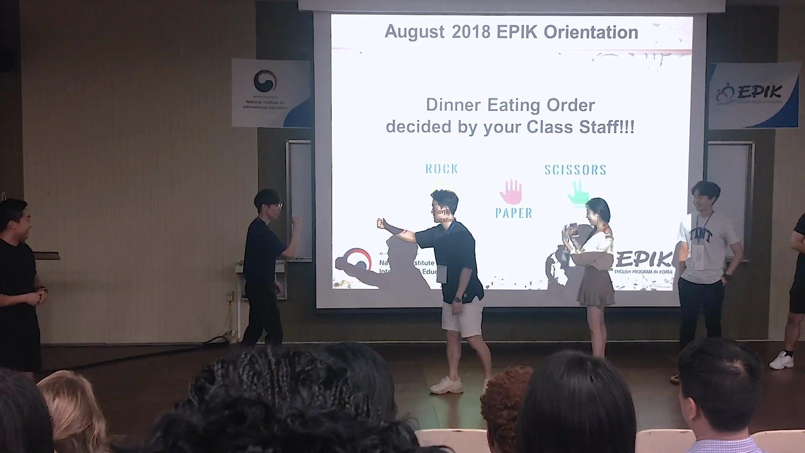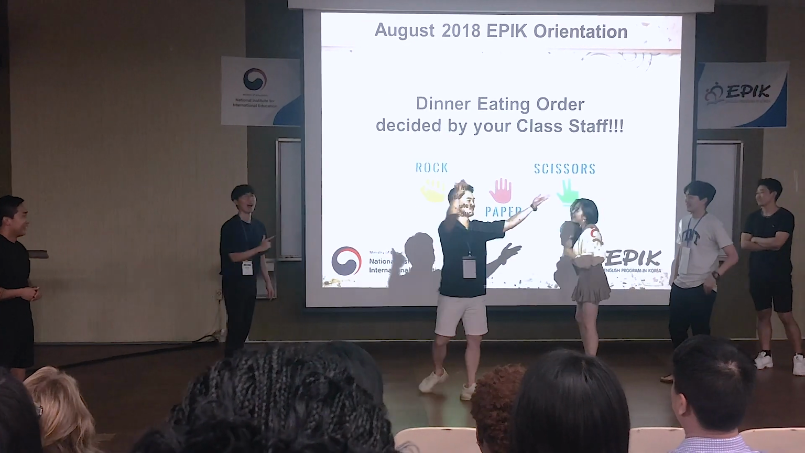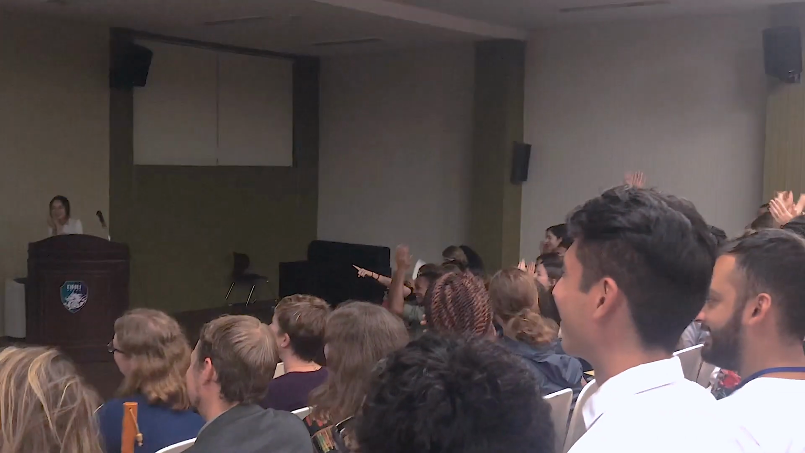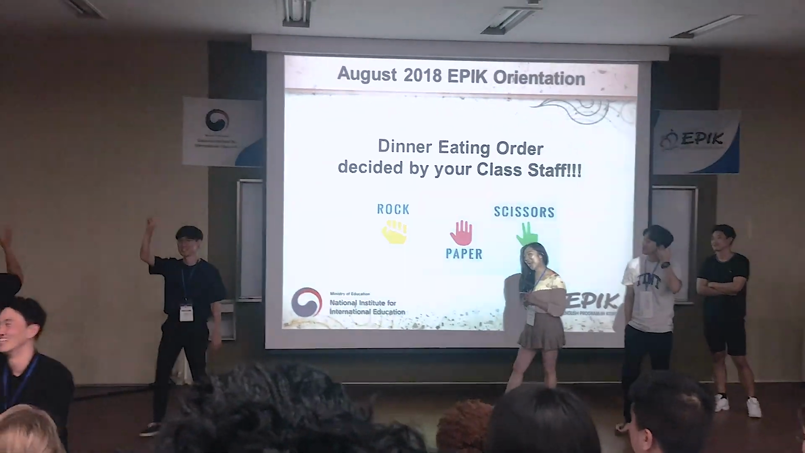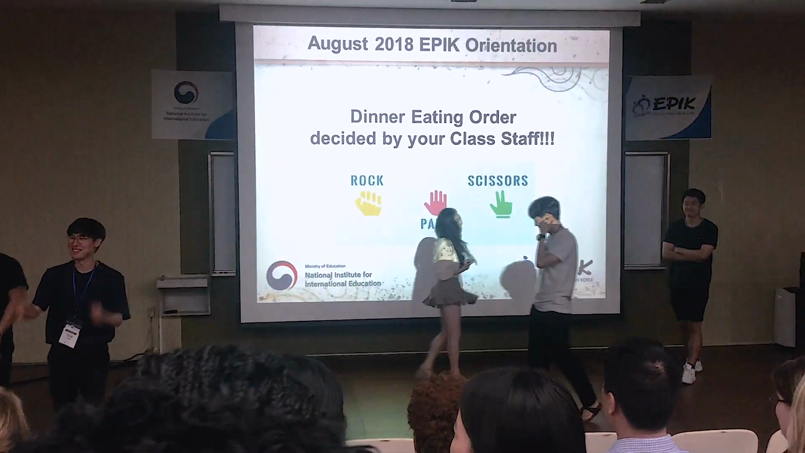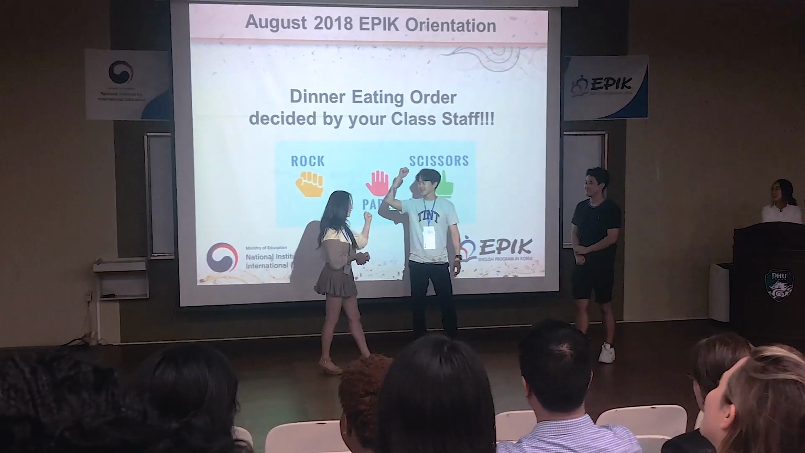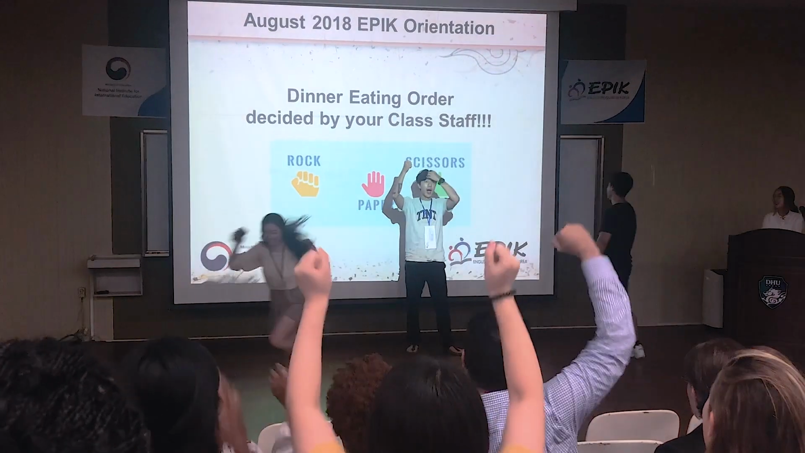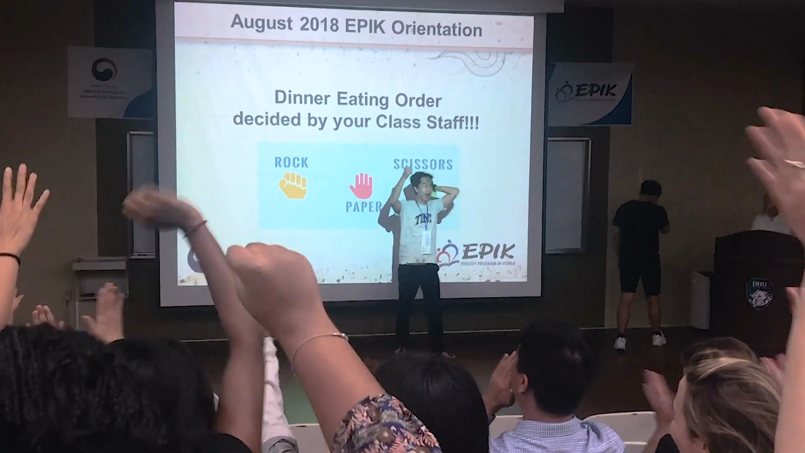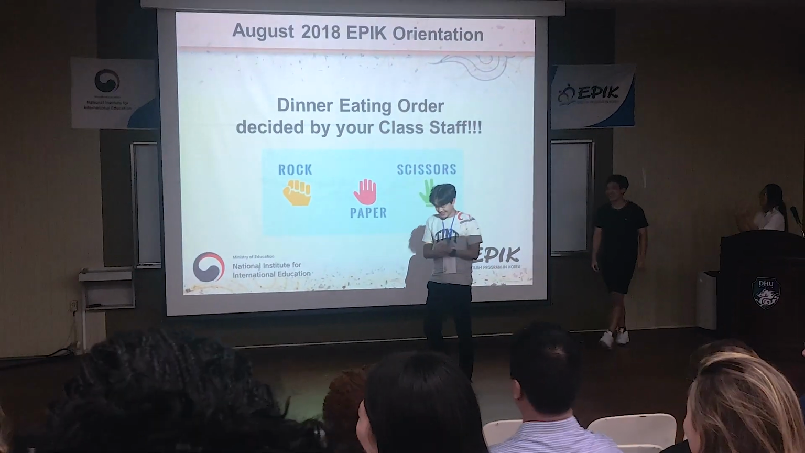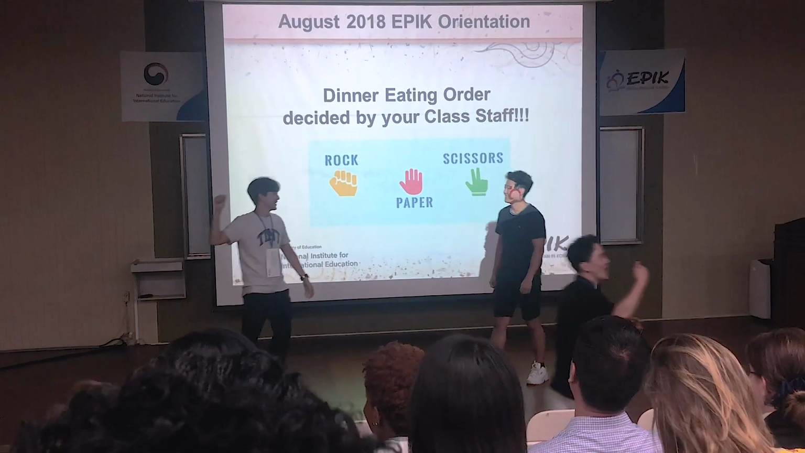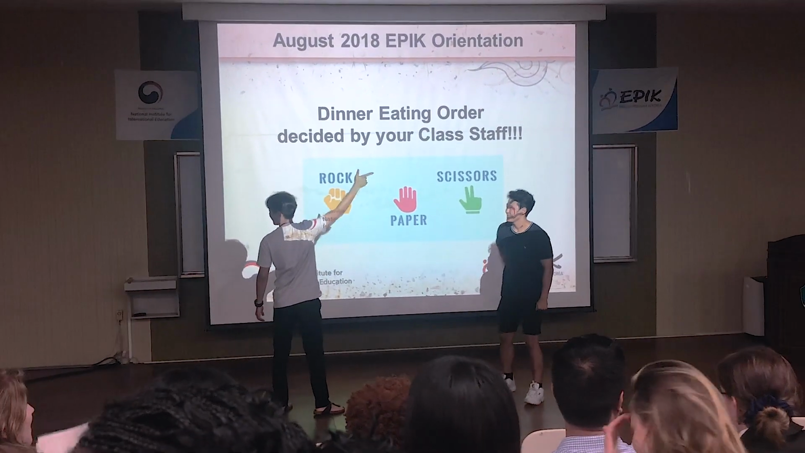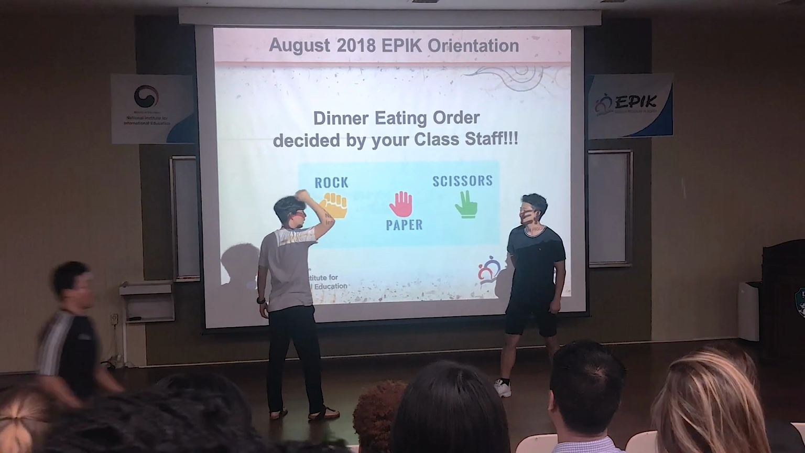가위바위보 가위바위보. Alright, first, second, third, next, losers, two, 가위바위보. The honor of last place, ready, rock, scissors, paper. Rock, scissors, paper.